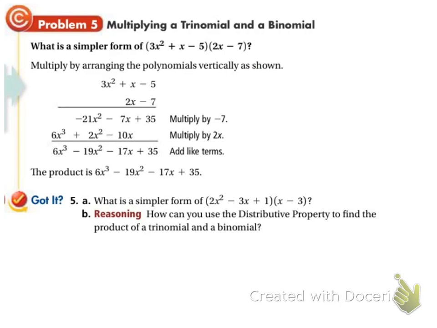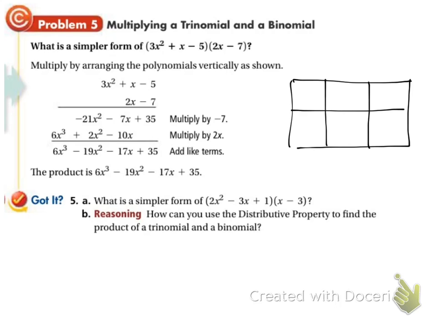Alrighty, multiplying a trinomial and a binomial. We're not going to do the way your book does it. We're going to do it using the table. So it's not going to be a square window this time. It's going to have 3 columns and 2 rows. So 2x squared, negative 3x, and a positive 1, and we've got x and negative 3. Treat it exactly like the table one before. There's just more squares to take care of.